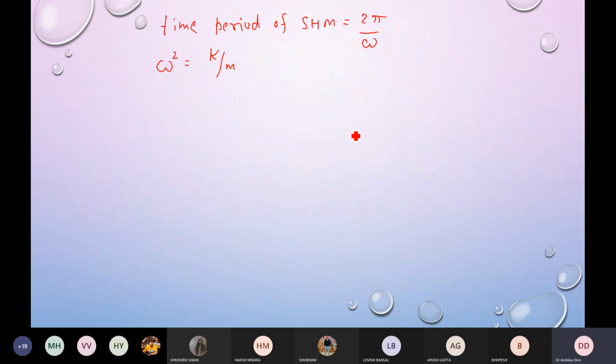So if you do this substitution over here, then time period will come out to be T is equal to 2 pi under root of m upon k, because omega is equal to under root of k upon m. So if you substitute this value of omega over here, this value of time period will come out.